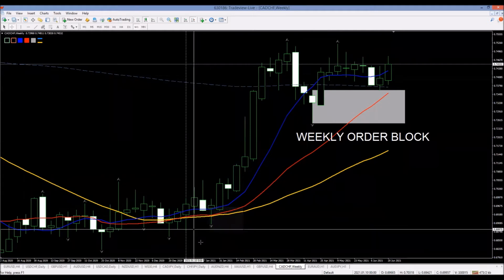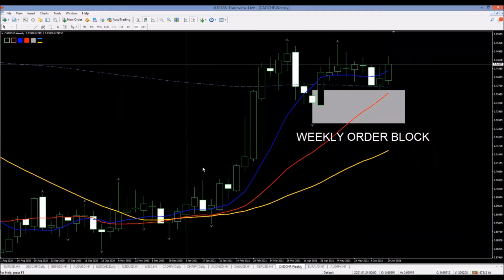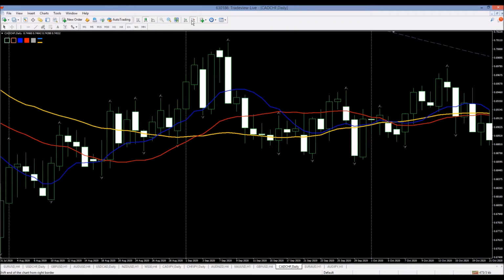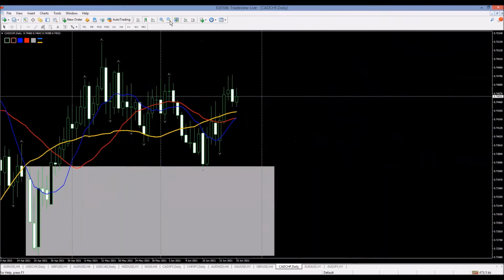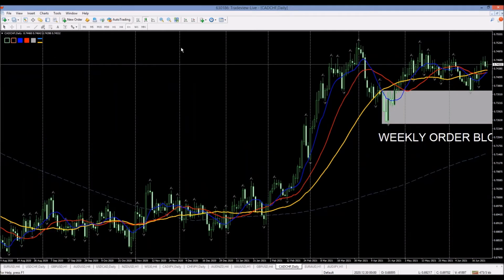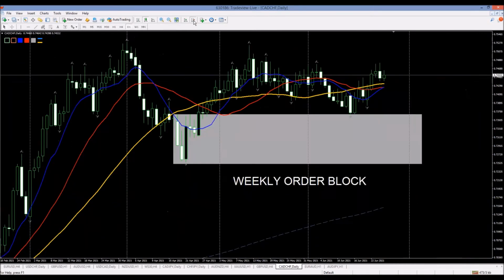And order blocks are quite interesting because if you're in a bullish environment, then you're looking for the bullish order blocks. If you're in a bearish environment, then you're looking for the bearish order blocks. So let's dissect this trade. We were on the weekly time frame and we marked out the order block. So let's see what it looks like on the daily time frame.